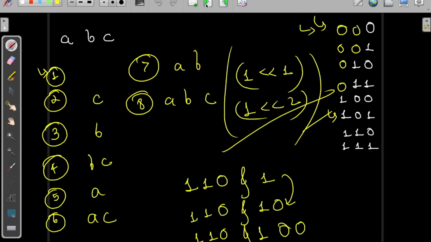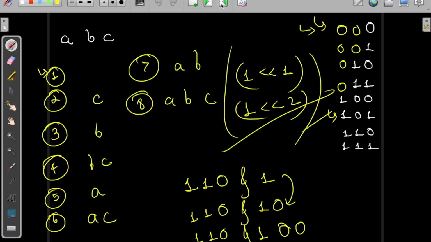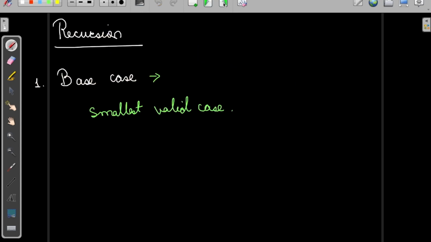So we can see that we can't really decide which would contribute to the shortest subsequence and which won't contribute to the shortest subsequence. So basically, we need to see all possible answers and then consider the answer. If we ever come across this thing that we need to see all possible answers, that boils down to the conclusion that we need to use recursion.